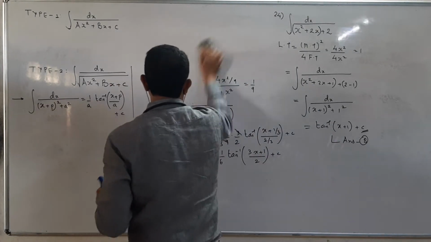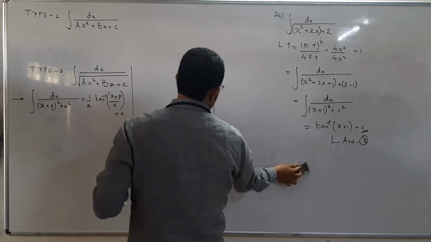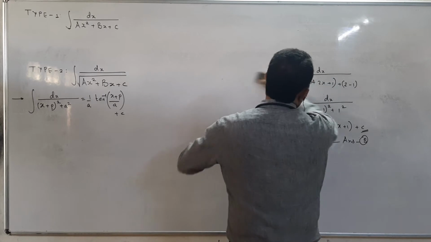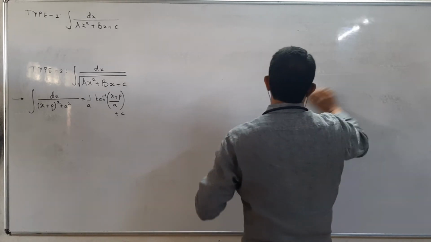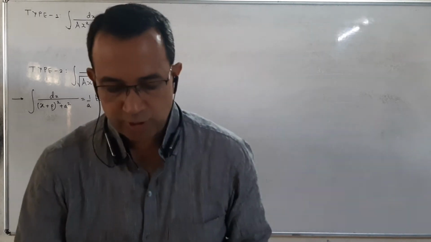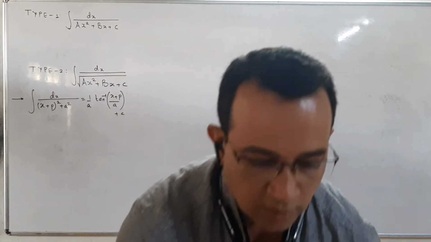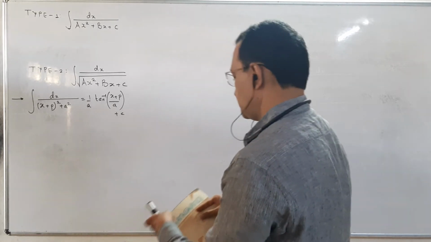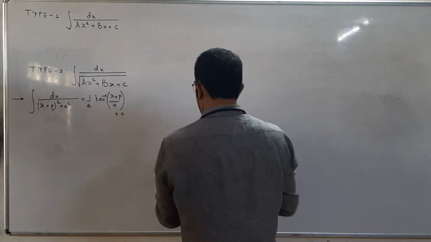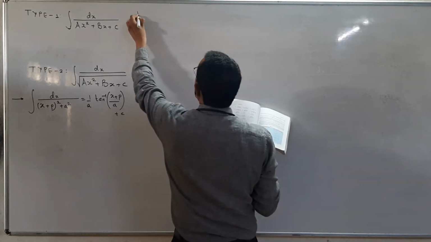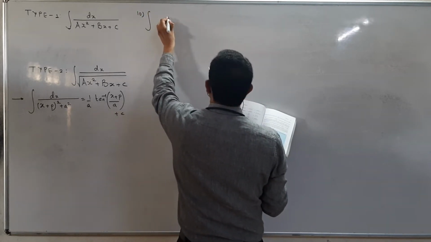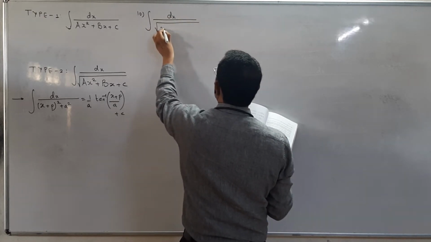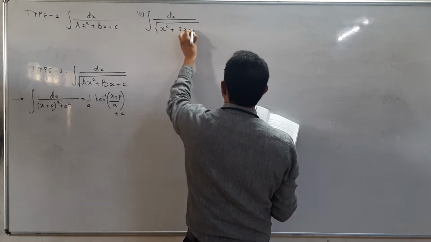Now students, we are doing the next type of integral, and that is dx upon root of quadratic. For that, I am doing questions 10, 12, and 13. Question number 10 of 7.4 is integration dx upon square root of x squared plus 2x plus 2.